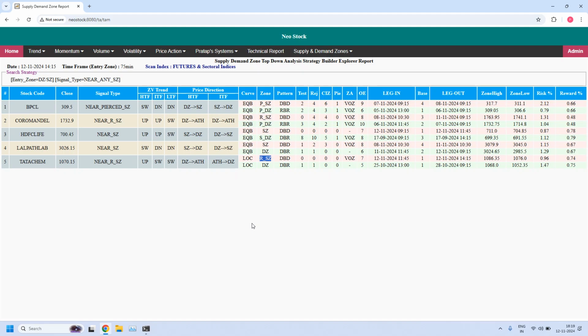So total 14 high liquidity zones we identified from daily and 75 minute time frame. Please correct me if I am wrong.